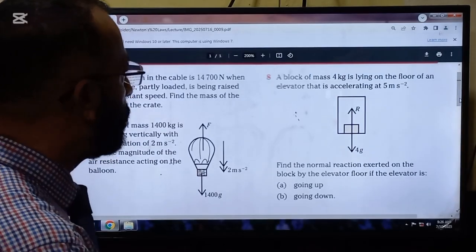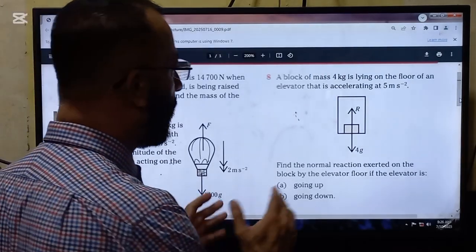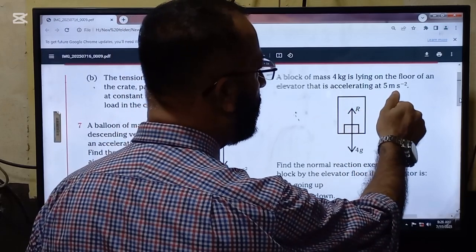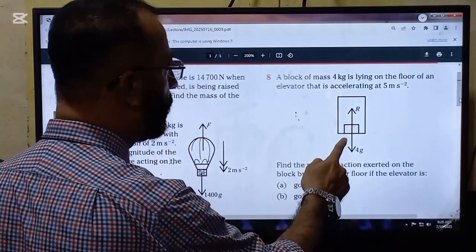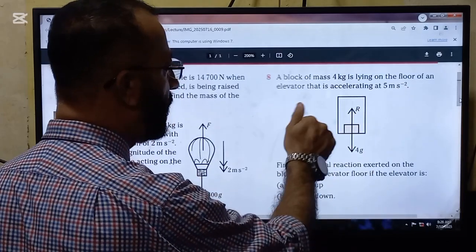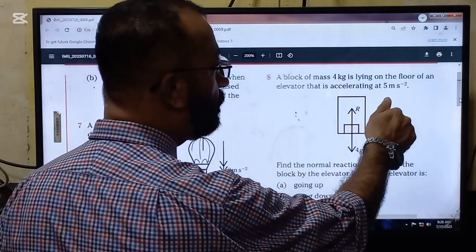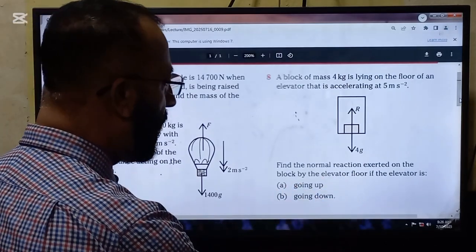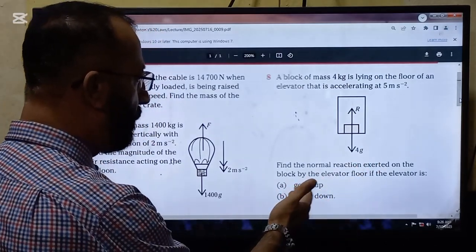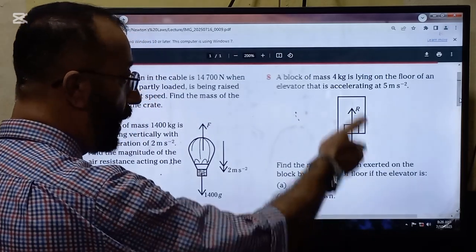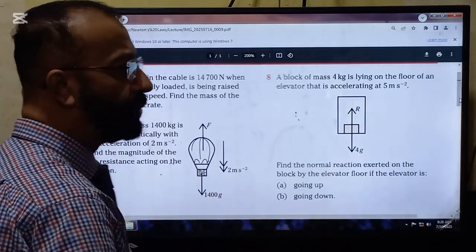Here is another question, that is question number 8. So look at this statement. A block of mass 4 kg is lying on the floor of an elevator. So here is the block of mass 4 kg that is placed on the floor of the elevator that is accelerating at 5 meter per second square. So this is the acceleration. Find the normal reaction exerted on the block by the elevator floor if the elevator is, A part, going up and, B part, going down.